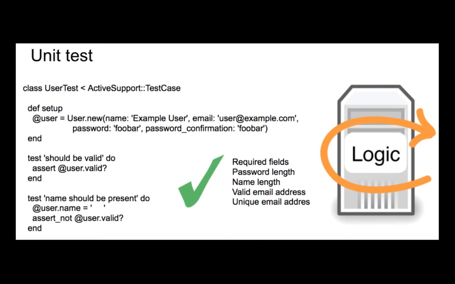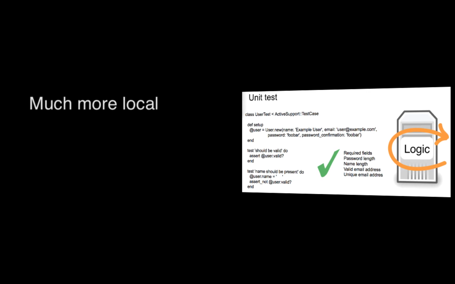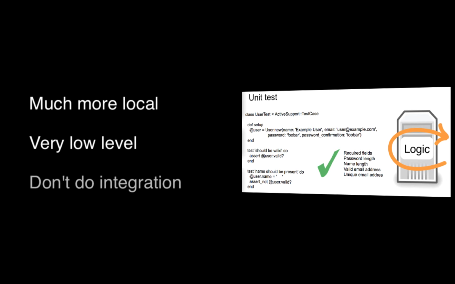So instead of going end-to-end through the various layers of the application like a UI or integration test would, unit tests are much more local. These are low-level, method-level tests that developers write on their objects, and they usually don't hit the other parts of the system.